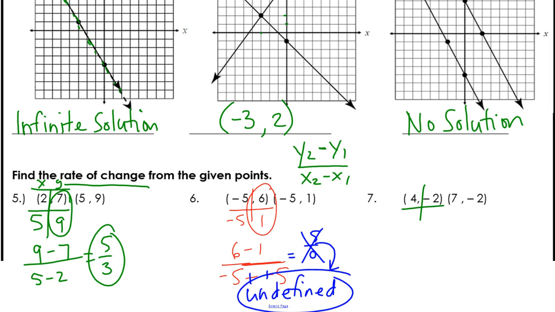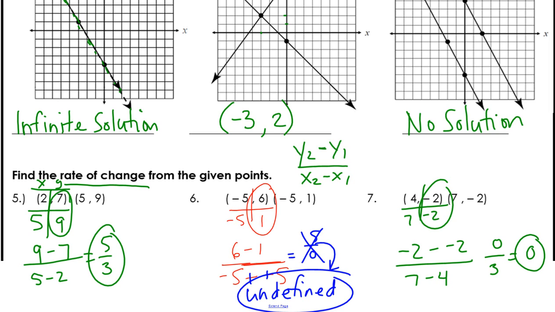For question number 7, my y values actually match here. So negative 2 minus negative 2 over 7 minus 4, and that's going to give me a 0 over 3. Remember, if you have a 0 in your fraction, you have to interpret it. So zeros in the denominator are not allowed, but zeros in the numerator are okay. But if you have nothing and you split it into 3 groups, each group gets nothing. So don't forget, if you have a 0 in your fraction, you have to interpret that answer. Sometimes it's undefined, sometimes it's 0.